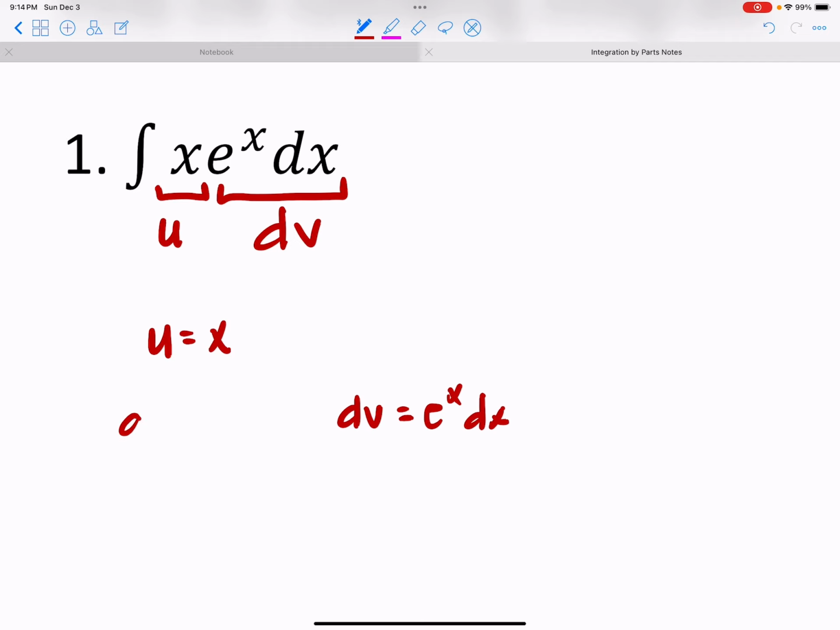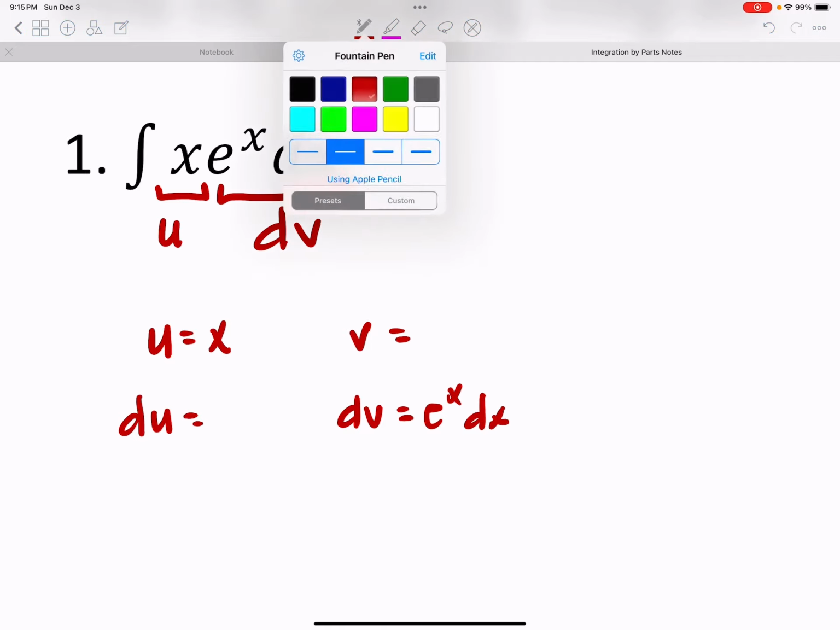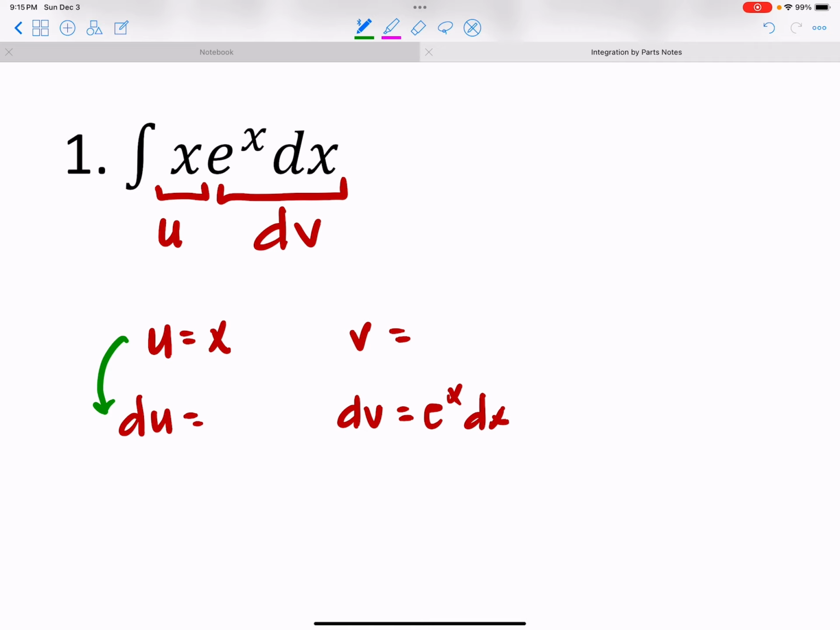I need to figure out du, and I need to figure out v, so that I have all 4 components that are in the formula. That's u and v and du and dv. So once we define u and dv, we need to do 2 things to find the other 2 components. Well, to get du, obviously, we're going to differentiate. So let's take the derivative.